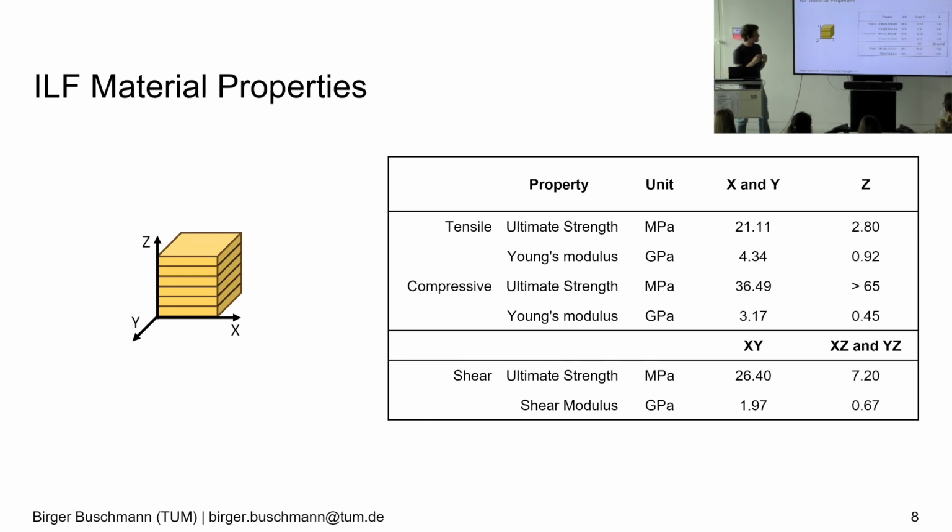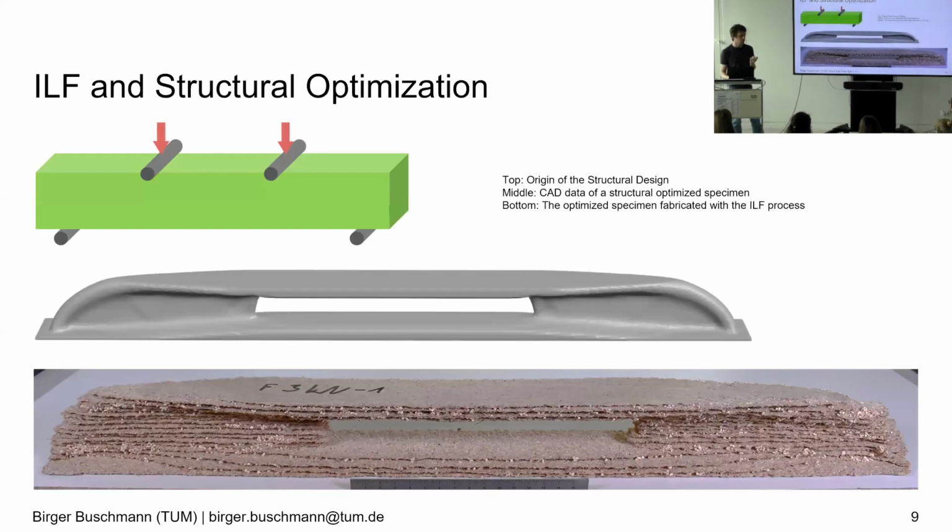And as you can see here in the last two columns, while we have very strong mechanical properties in the layers, perpendicular to it, the strength drops by a factor of 5 to 10. So this is really something you have to consider when you are designing objects that are to be produced with the ELF process. And one very helpful tool we have here is structure optimization.